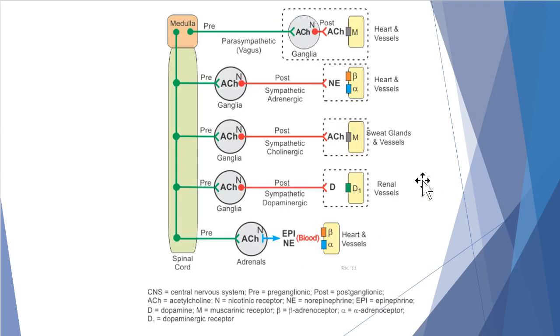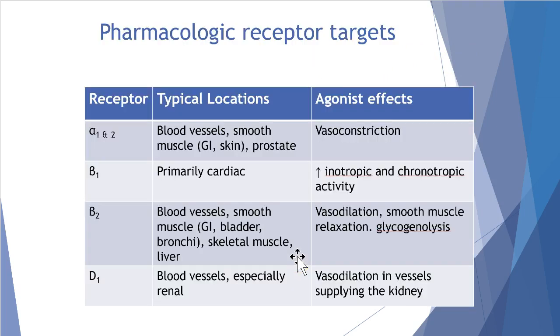Just a diagram on how everything lines up as far as the preganglionic and postganglionic effects. So here we have our acetylcholine receptors. Here's our norepinephrine, heart and vessels, renal vessels, etc. The primary receptors we're going to talk about are alpha and beta. We'll talk about dopamine a little bit too.